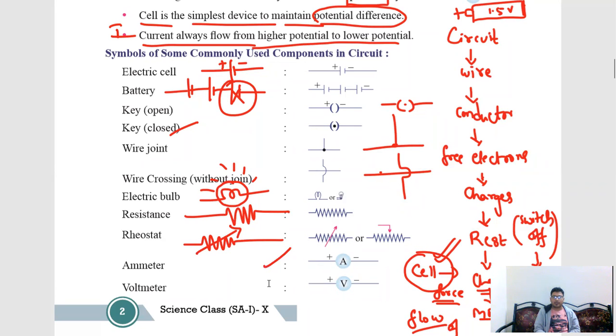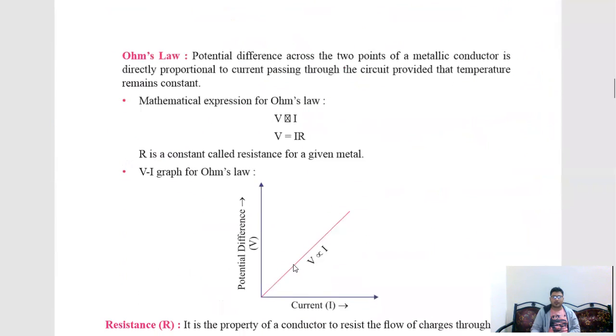You know how to draw an ammeter, you know how to draw a voltmeter. You are done with that. And the next concept is Ohm's law. It is quite simple. If you have a circuit, you can use a cell. So if you are using a cell, what is produced? Potential difference. Simply to say, voltage is produced. Because of the voltage, current is produced.